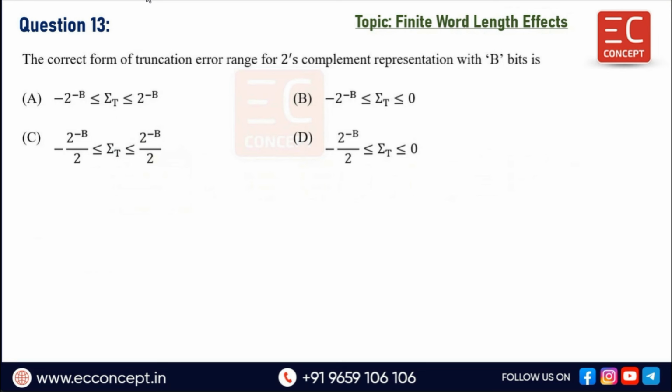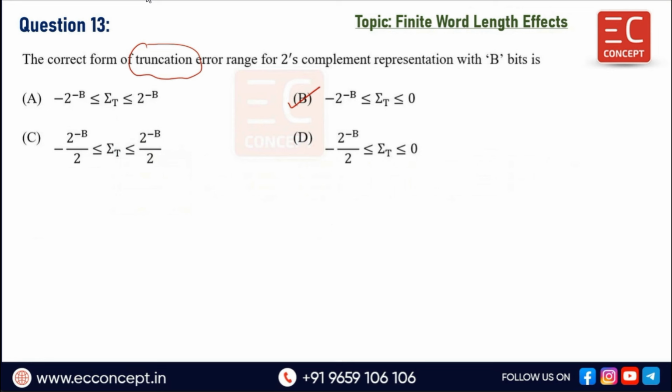Okay, so finite word length effects. In the finite word length effect, that is the truncation error in two's complement representation. So two's complement, truncation error is asked. Option B is the correct answer. Okay, so option B is the correct answer.